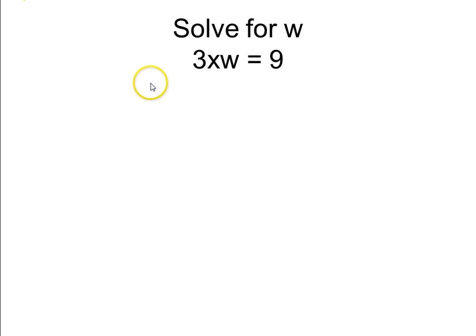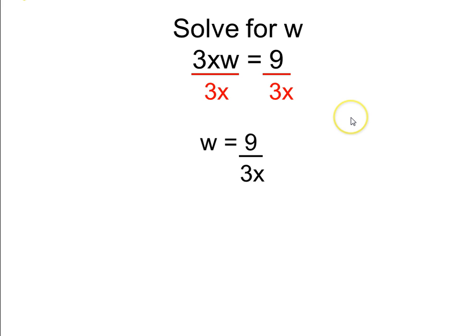Another one, solve for w. Kind of like the 2 pi r equation. We have 3 times x times w equals 9. So we're multiplying all these things together, and we want to get w alone. So we're going to divide by 3x. We're multiplying 3x by w. If we divide by 3x, these 3x's cancel out, because 3x divided by 3x is 1, leaving us with 1w. On the right hand side, we have 9 divided by 3x. So w equals 9 over 3x.